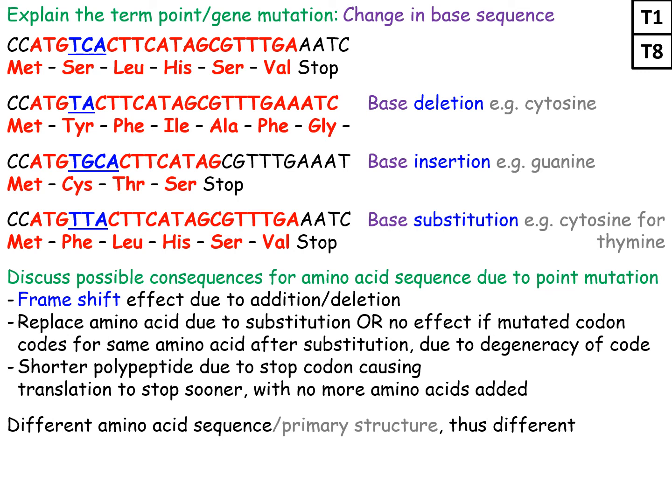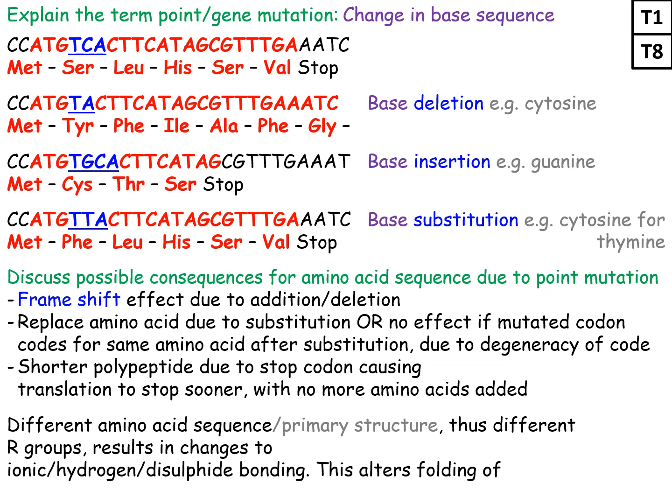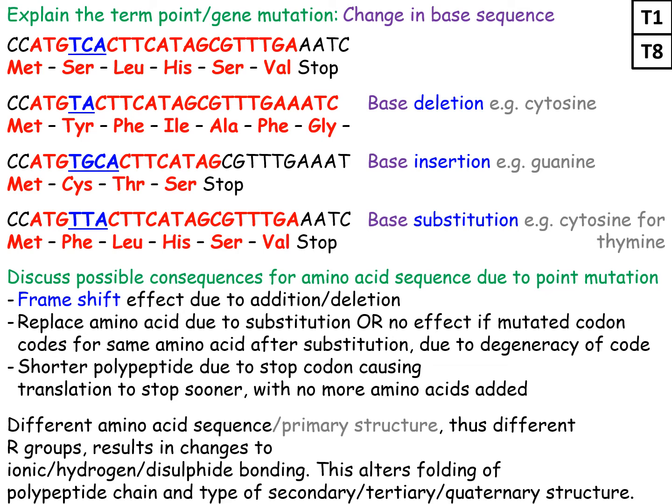Now, the overall effect of this is a different amino acid sequence. In other words, you have a different primary structure now, and because you end up with a different primary structure, there are different R groups, and this results in changes to the possible types of ionic, hydrogen, and disulfide bonds that could happen. Due to the different types of bonding, it alters the folding of the polypeptide chain. So you could end up with a different secondary, tertiary, and/or quaternary structure of the protein. So you can see there are huge possible changes due to point or gene mutations.